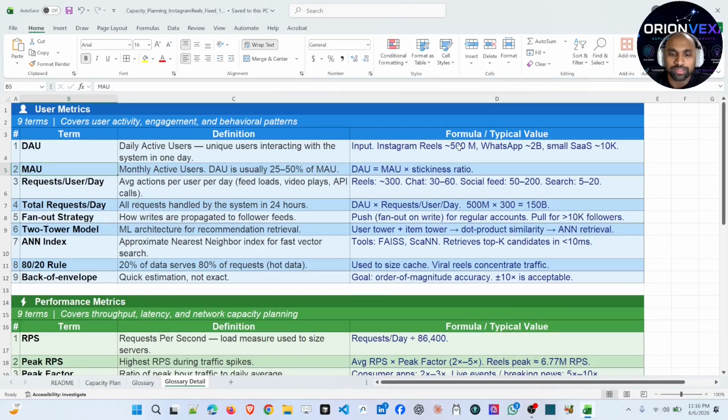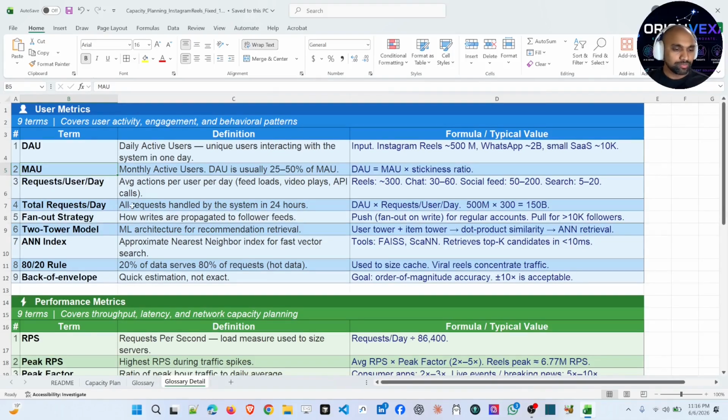As of now, we are considering 50 million as the daily average usage. And for requests per user per day, there are the average actions per user per day. Reels are around 300, chat is 30 to 60, social feed is around 50 to 200, and search is 5 to 20. These are the parameters we are considering.